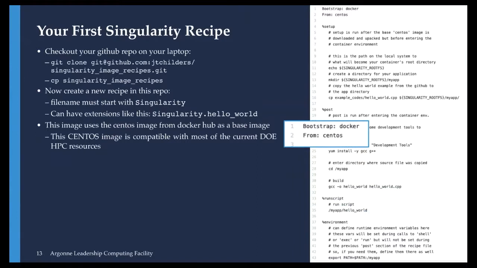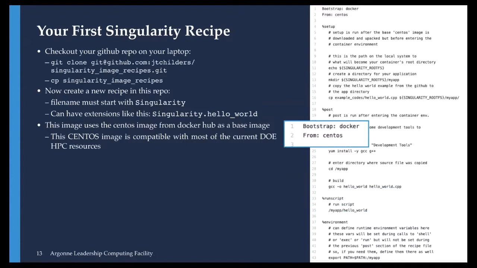And I'll just run through the pieces. So at the top of this recipe, you'll see this bootstrap and from text, and the bootstrap just tells Singularity where it is going to look for images to start with. So we're going to bootstrap this image from a Docker image, and then the from tells you which image on Docker to start with. So in this case, we're going to use their CentOS.